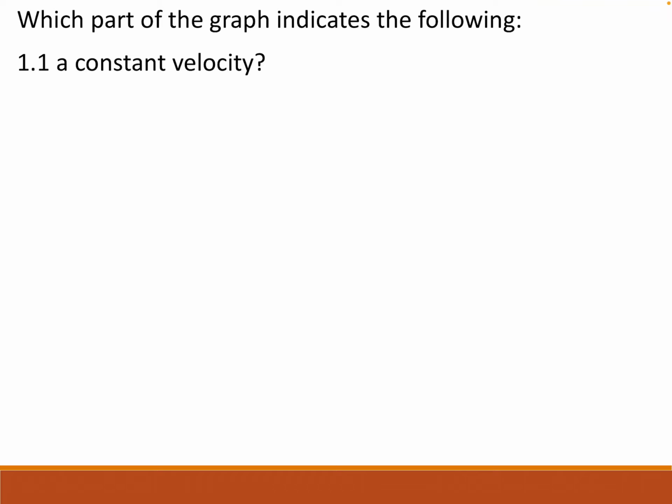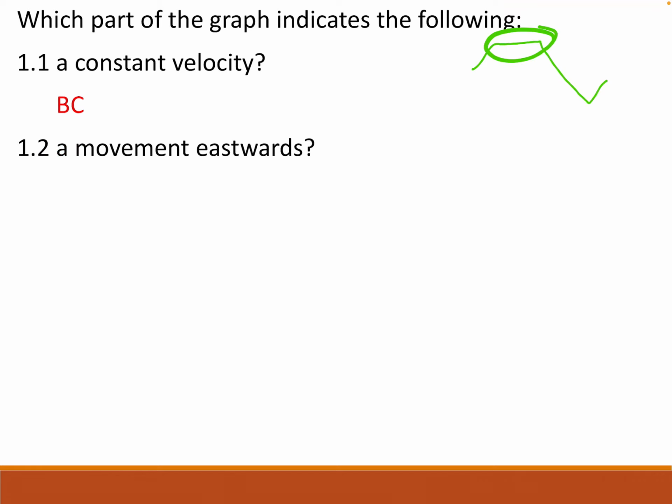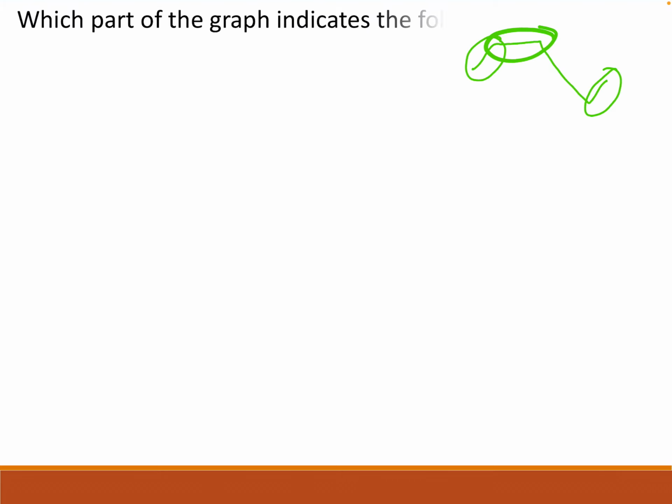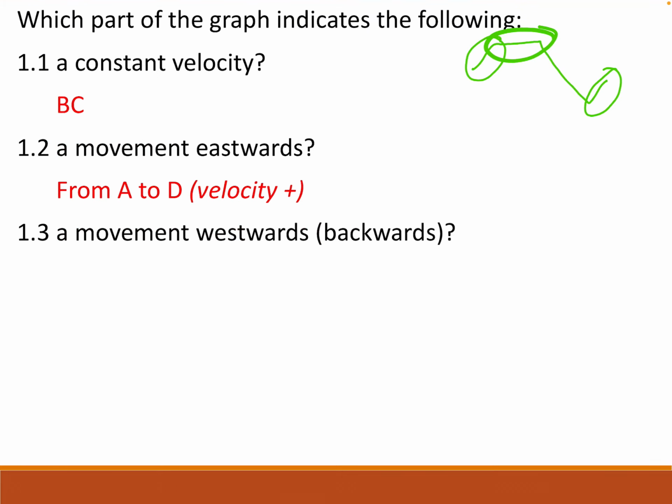Which parts of the graph indicate the following? Well, B to C, remember your graph did this. B to C is the flat part, constant velocity. Movement eastward, we just spoke about that. It's when we have a positive gradient and a positive gradient. So it's A to D. Oh, no, hang on, wait. Sorry, I need to read the question properly. It says movement eastwards. All of this is going to the east, because it's above the line. All of this is moving west.